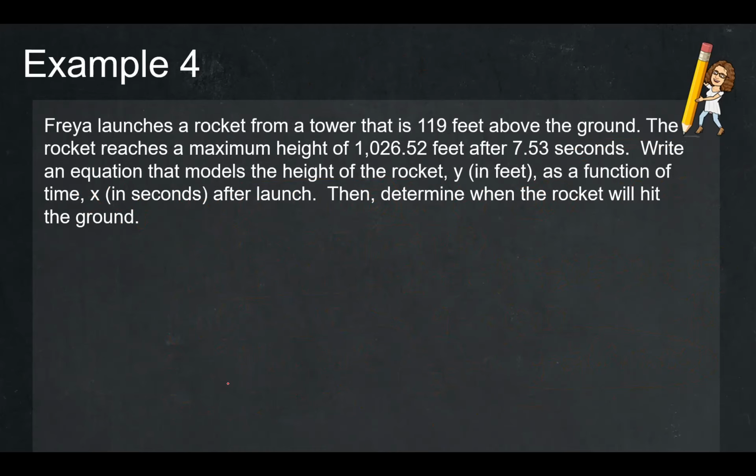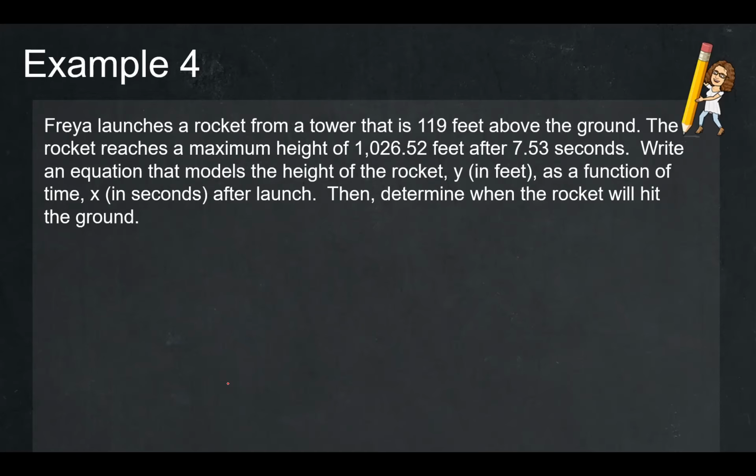Okay. Last example, story problem. Dun, dun, dun. But we got this. Freya launches a rocket from a tower that is 119 feet above the ground. The rocket reaches a maximum height of 1,026.52 feet after 7.53 seconds. Write an equation that models the height of the rocket y in feet as a function of time x in seconds after launch. Then determine when the rocket will hit the ground.